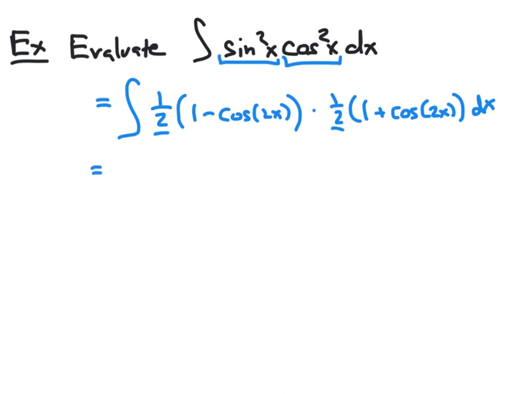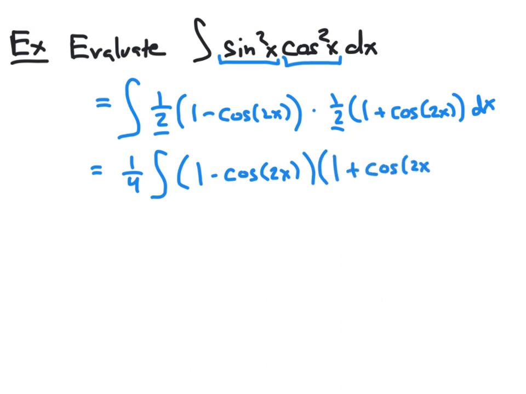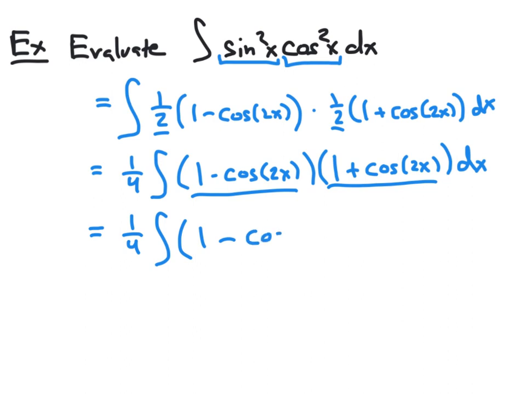We have two factors of 1/2, which multiply together to give 1/4 that we can then pull outside of our integral. And what's left is simply 1 minus cosine of 2x multiplied by 1 plus cosine of 2x. We can multiply these terms together inside the integrand, and when we do that, we get the expression 1 minus cosine squared of 2x.